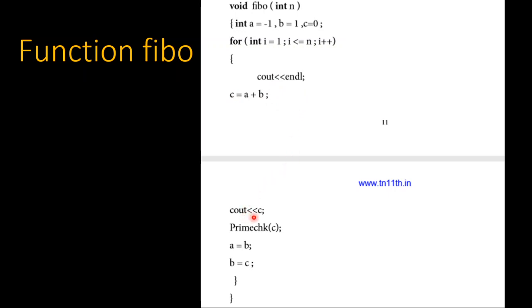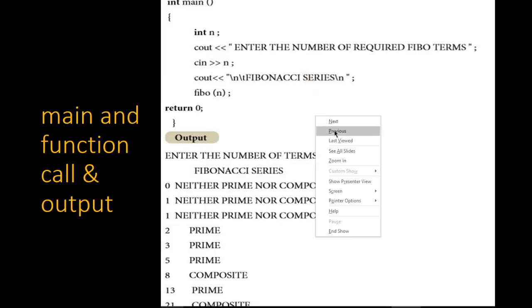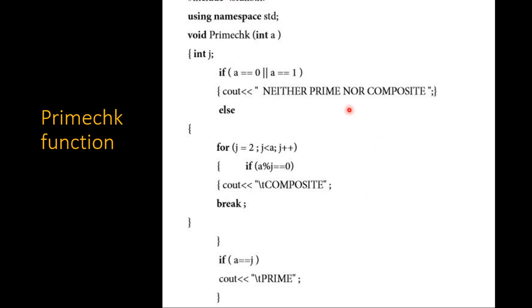So cout C. Immediately when the number is developed in the series, it is checked for the prime number. This is called a function call. This function call takes this variable to the previous function and checks whether the number is a prime number or not. So the function call comes to this area, takes that number from there, and brings it over here and checks whether the number is prime or composite.